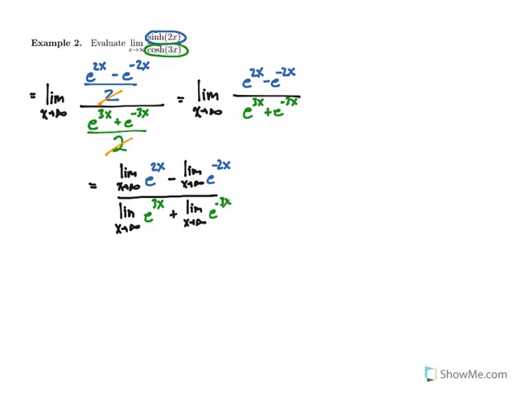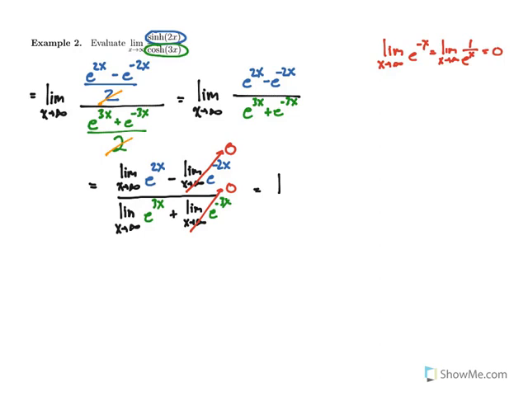And it's important to note that e to the negative 2x and e to the negative 3x both go to 0 because you're going to have e to the negative infinity when you plug that in. Or you can think about that the limit as x goes to infinity of e to the negative x is the same as 1 over e to the x, and that is 0.